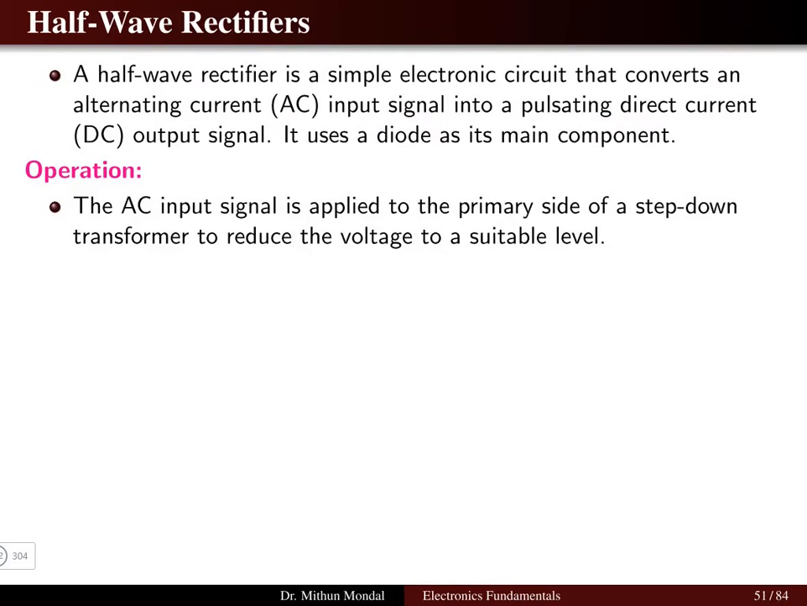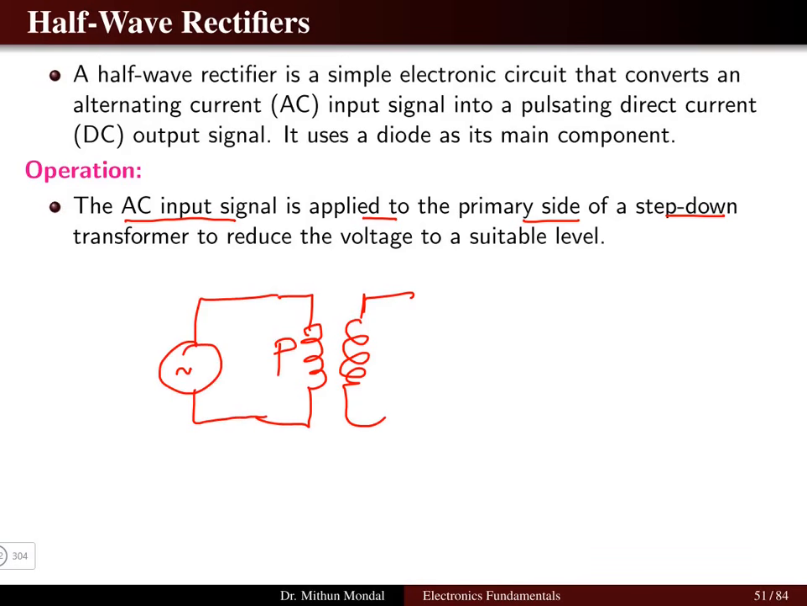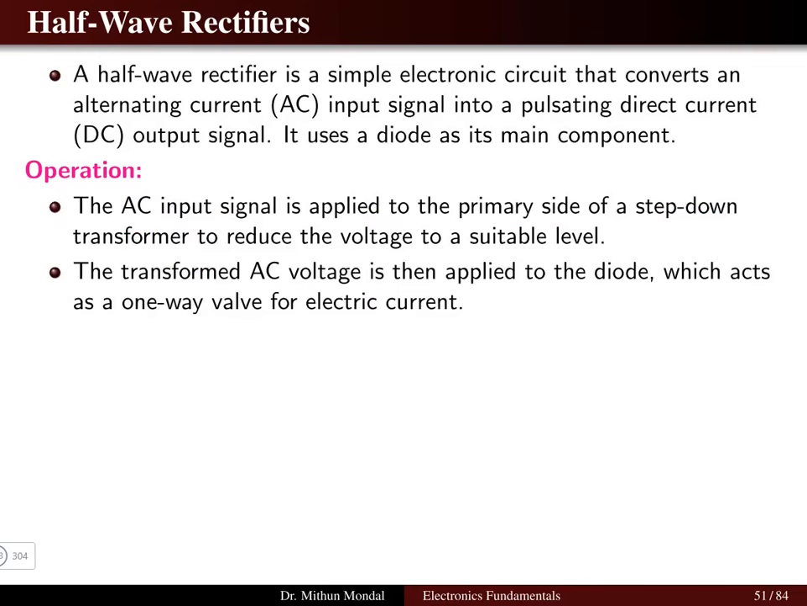So what is the operation? The AC input signal is applied to the primary side of a step down transformer. From the initial thought we will require a transformer, and the primary of the transformer is supplied with the AC voltage. The diode is connected to the secondary side of the transformer, which is a step down transformer. The transformed AC voltage is then applied to the diode, which acts as a one-way valve for the electric current.